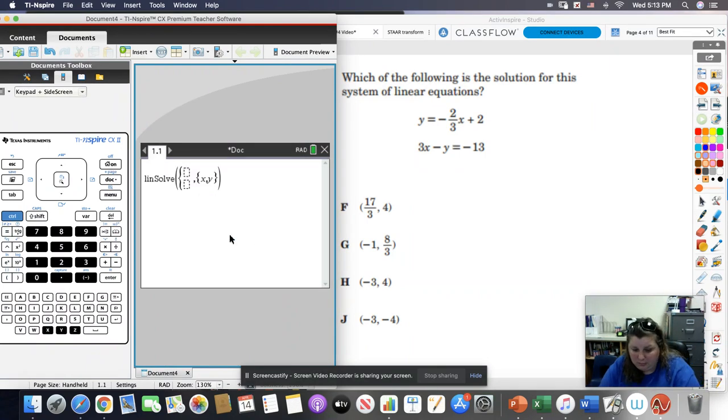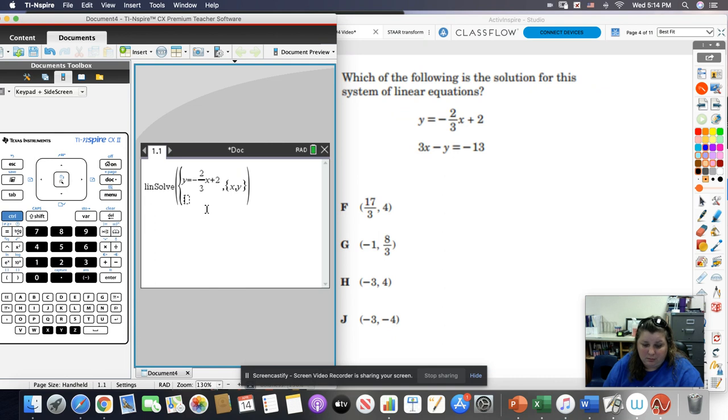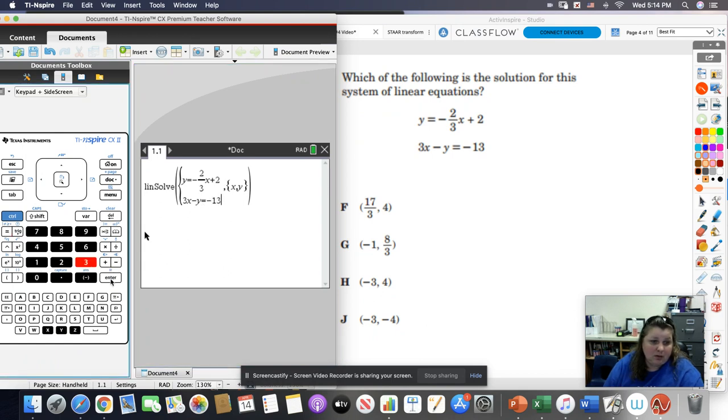But in the calculator, y equals negative, control divide for the fraction, 2 over 3, x plus 2. Then 3x minus y equals minus 13. Enter. And there's your solution, negative 3 and 4.